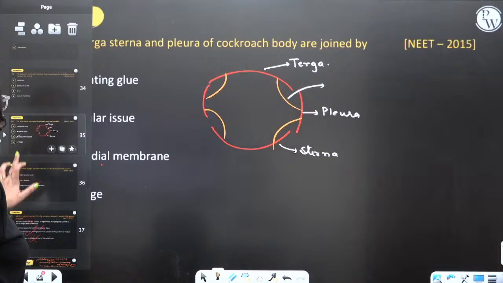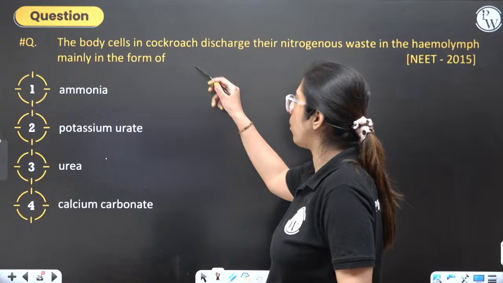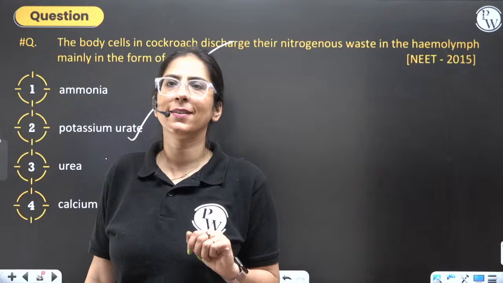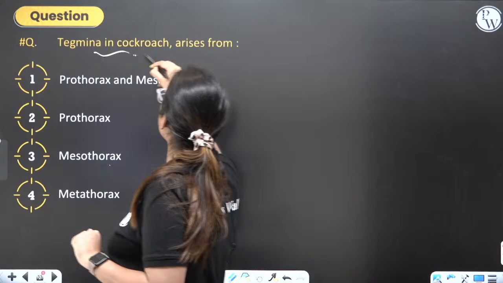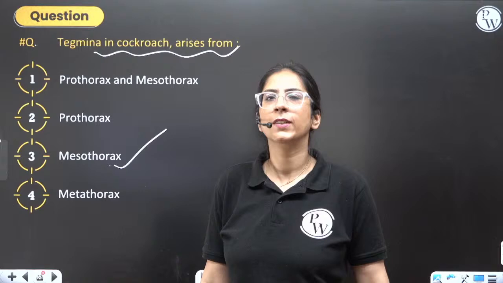Body cells in a cockroach discharge their nitrogenous waste into the hemolymph mainly in the form of what? The waste is taken up by the malpighian tubules as potassium urate, which is then converted into uric acid. Tegmina in cockroach arise from where? Tegmina is the first pair of wings, the forewings. It arises from the mesothorax.